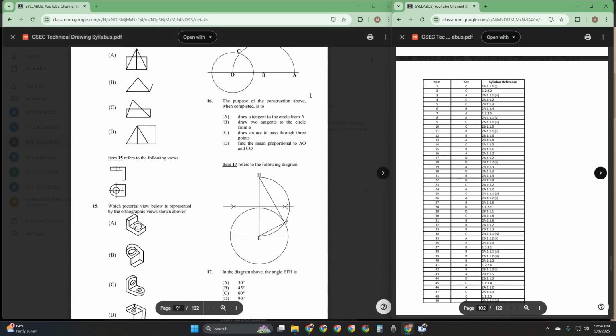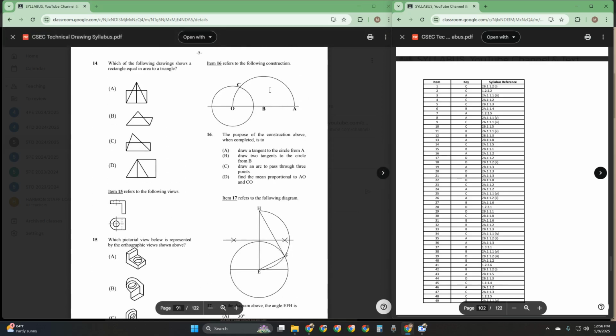Yes, number 15B. Number 16, the purpose of the construction above when completed is to, so this is the construction here. Number 16A, to draw a tangent to the circle from A. Yes, this is correct. The next step would be to draw a line from A to, well, passing through C.